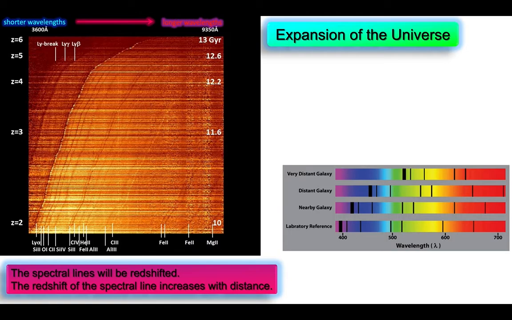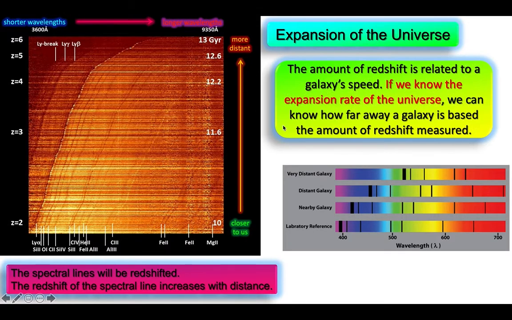If we look at a whole lot of different galaxy spectra and stack them in terms of increasing distance, we would see these spectral lines move more and more over to the red. So here's a whole lot of galaxy spectra. The closest galaxies are near the bottom, and you can see these spectral lines moving more and more towards the longer wavelengths as the galaxies get more and more distant.